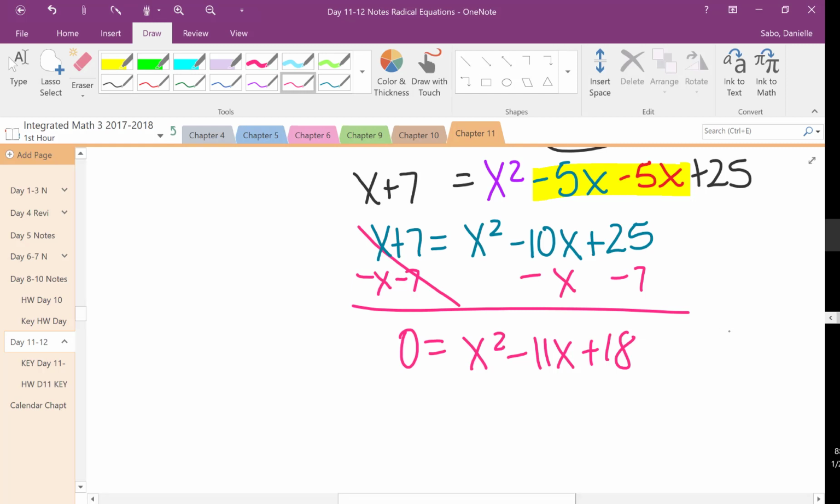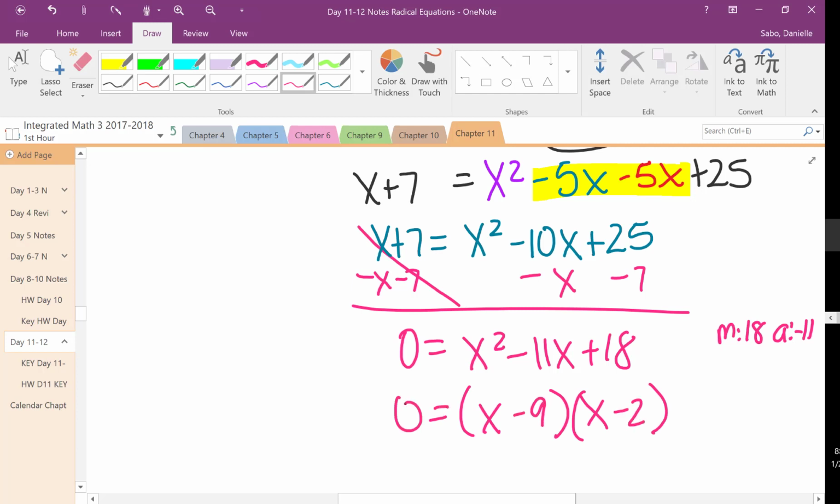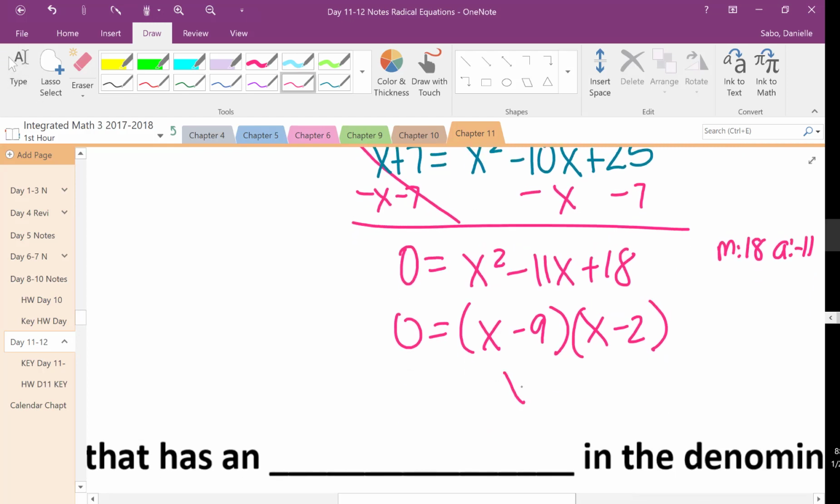What two numbers multiply to 18 but also add to -11? 9 and 2. Now, are they positive or negative? Negative. Okay, so now I'm going to go ahead and solve. I get x equals 9 and x equals 2.